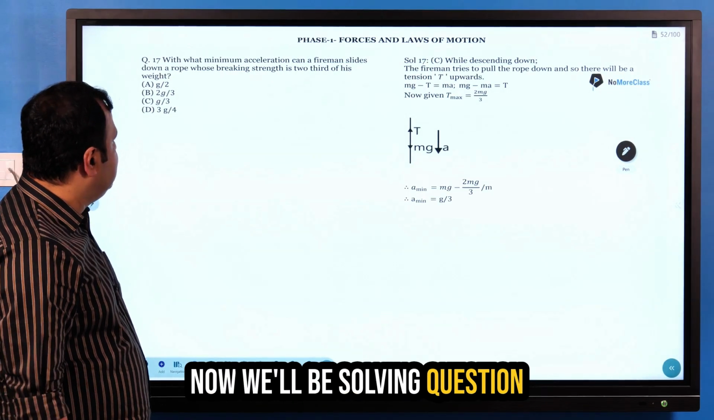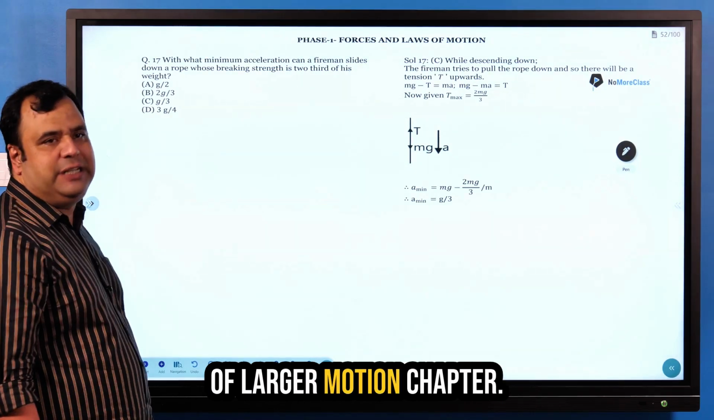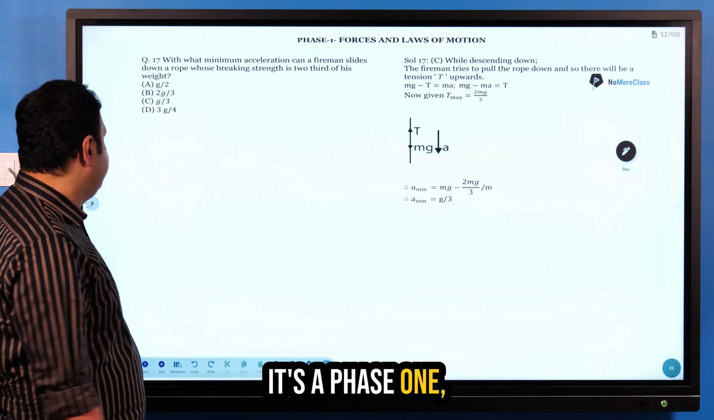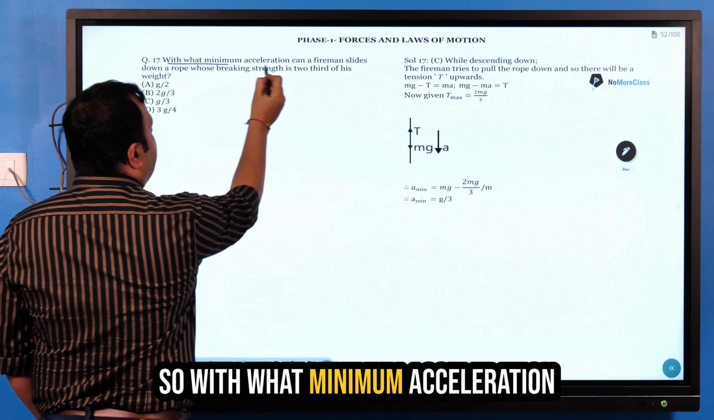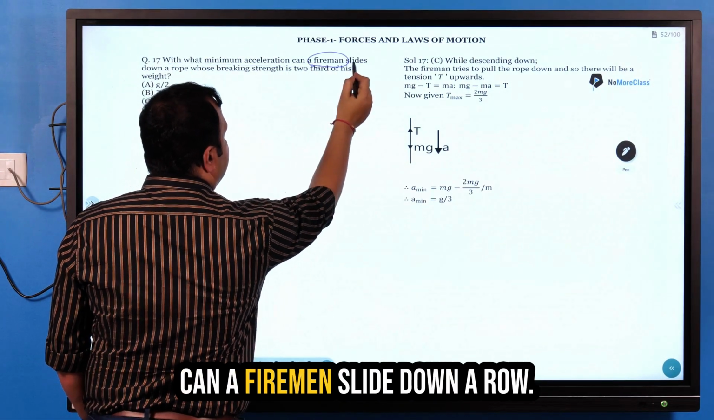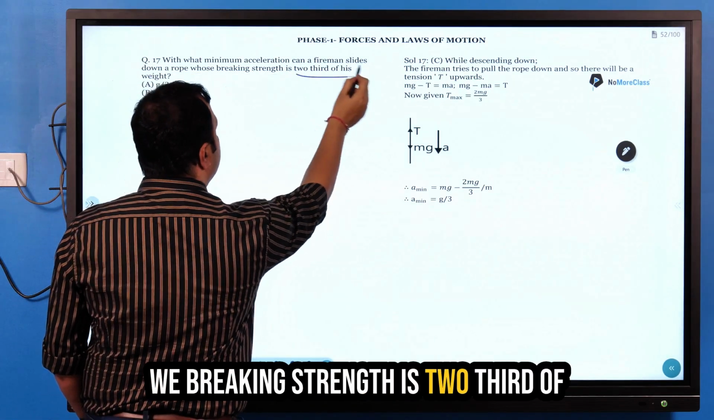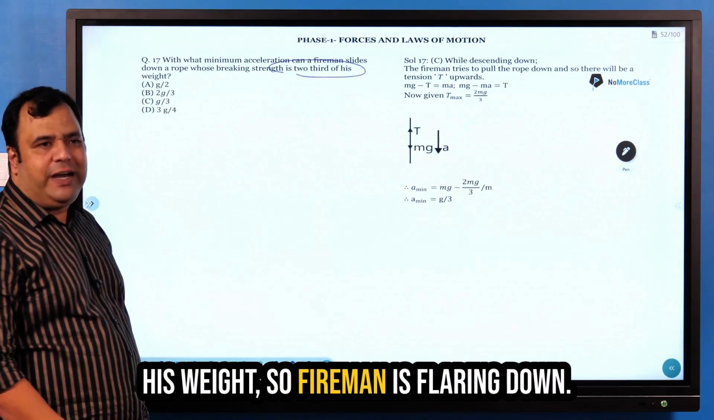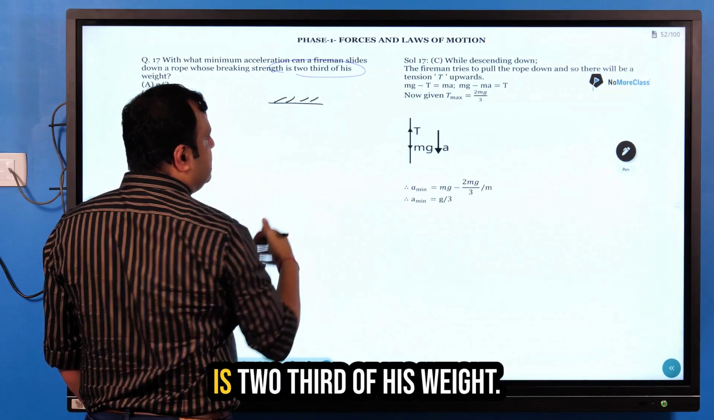Now we'll be solving question number 17 from exercise 2 of the Laws of Motion chapter. With what minimum acceleration can a fireman slide down a rope whose breaking strength is 2/3 of his weight? So the fireman is sliding down and the rope's breaking strength is 2/3 of his weight.